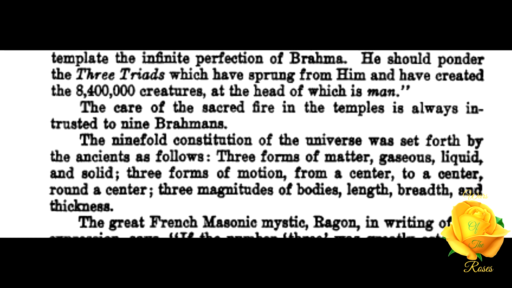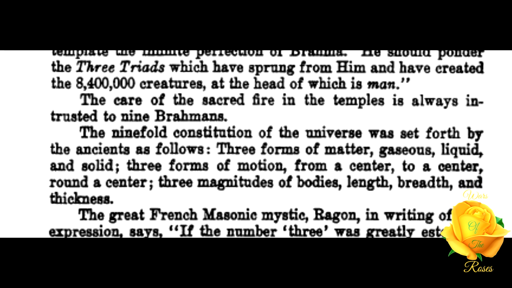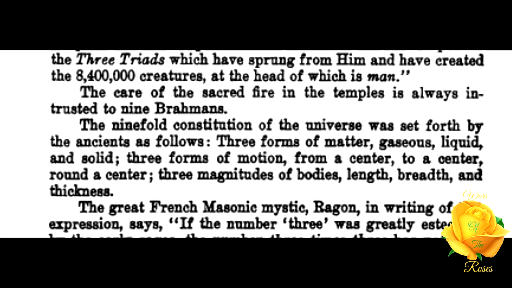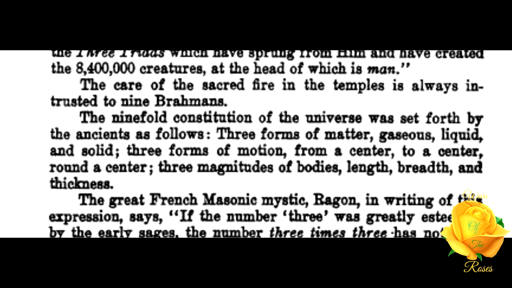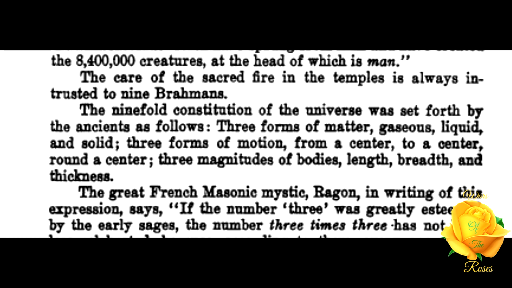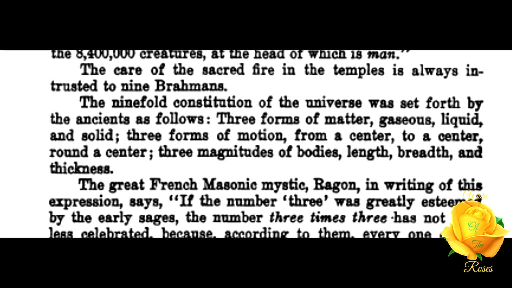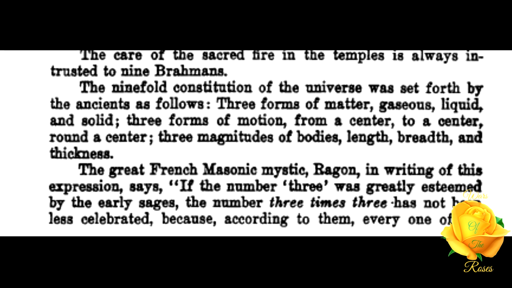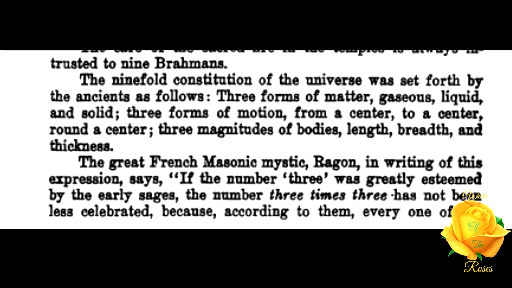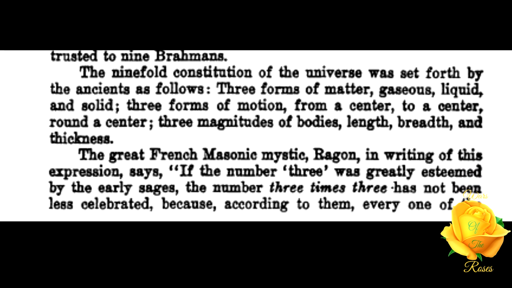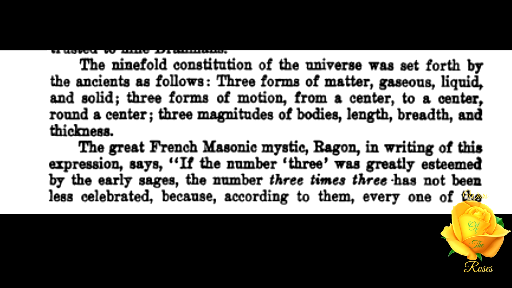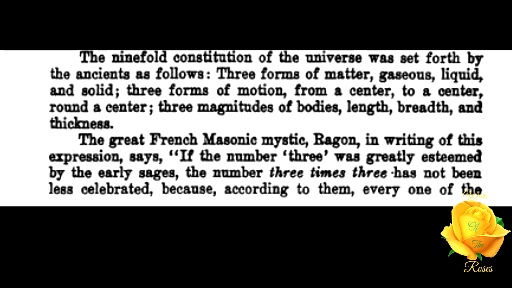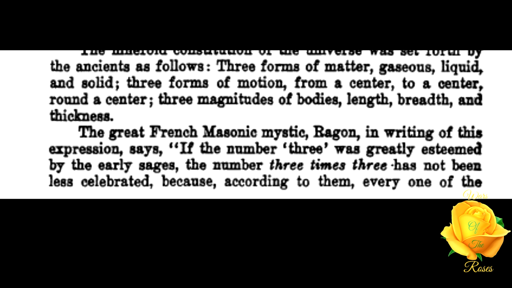The care of the sacred fire in the temples is always entrusted to the 9 Brahmins. The 9-fold constitution of the universe was set forth by the ancients as follows: 3 forms of matter, gaseous, liquid, and solid. 3 forms of motion, from a center, to a center, round a center. 3 magnitudes of body, length, breadth, and thickness.